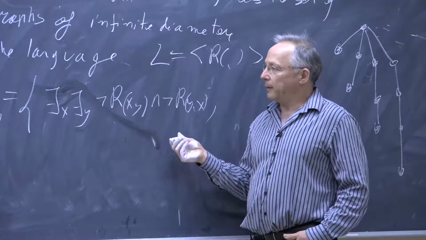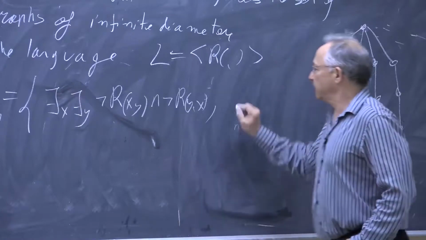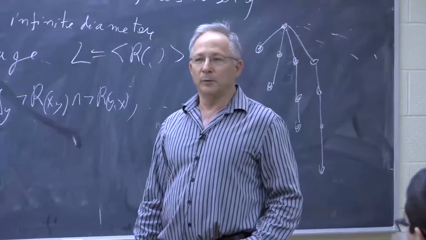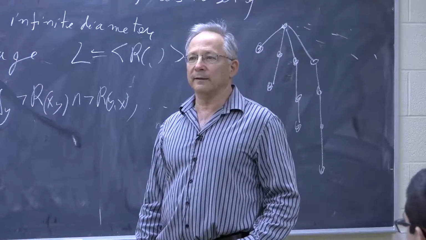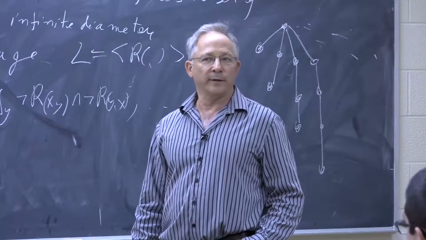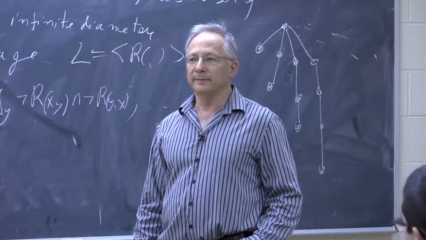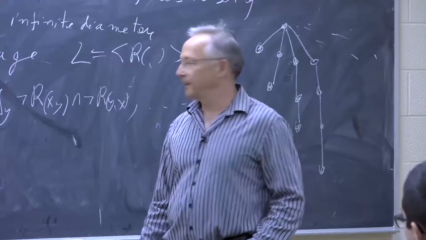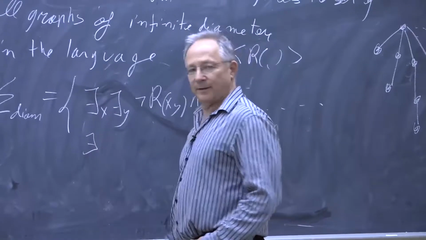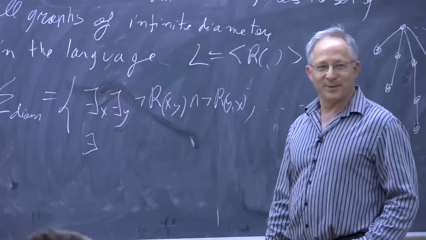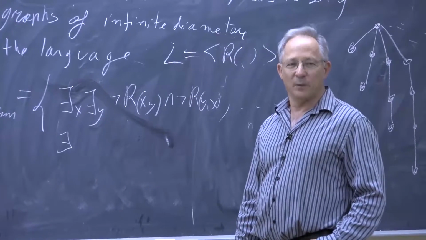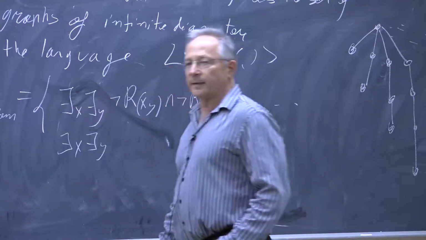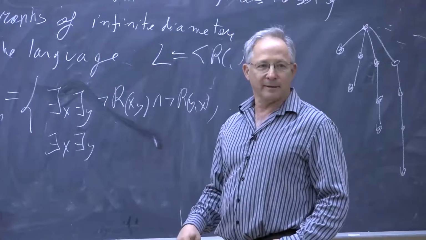Right? And now I can say, of course, so how shall I continue now? What will be my nth formula? How will I say that the diameter is not n? Yes? There exists x, there exists y, such that there doesn't exist v1, v2, up to vk. Right. There exists x, there exists y, such that there doesn't exist.